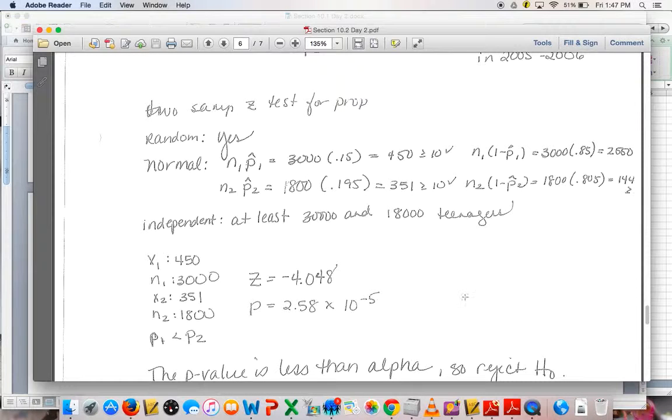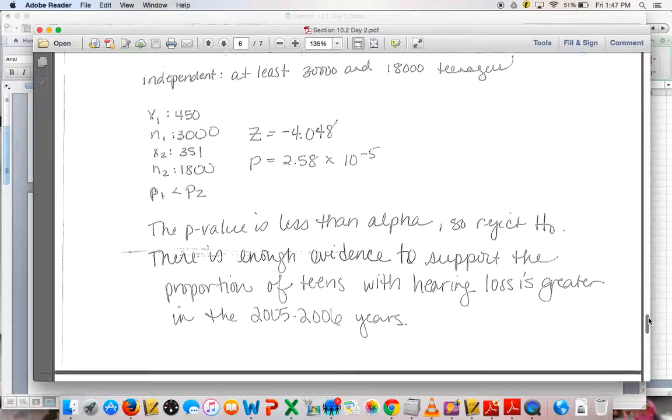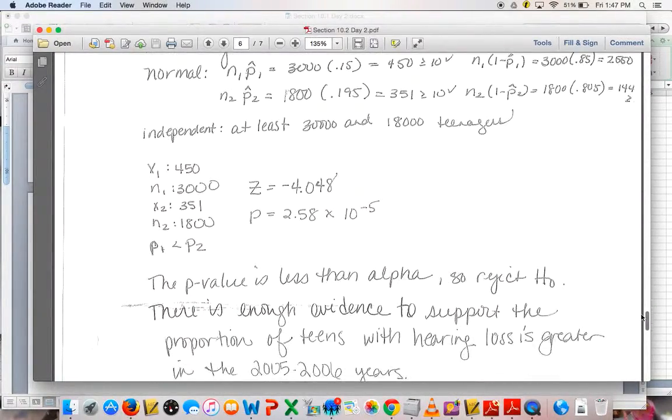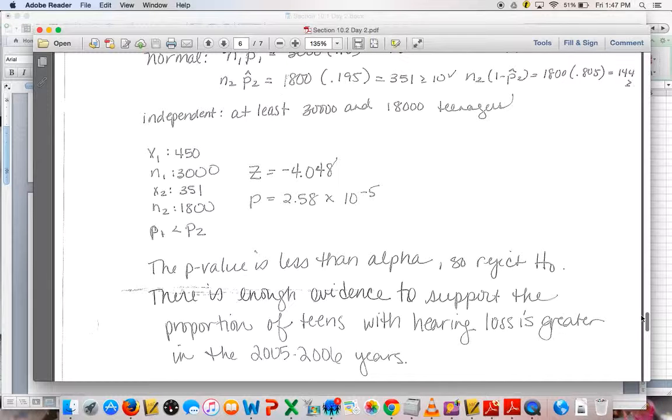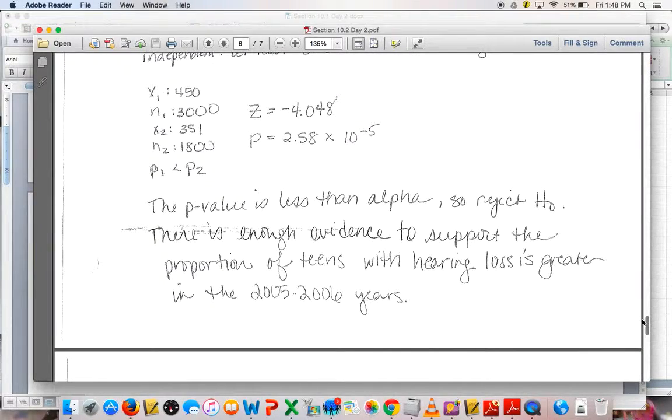There's my test statistic. There's my p-value. So the p-value is less than alpha. So the alpha they gave us was 0.01. So I'm rejecting the null. There is enough evidence to support that the proportion of teens with hearing loss is greater in the 2005 to 2006 years. Okay, so that's basically it.